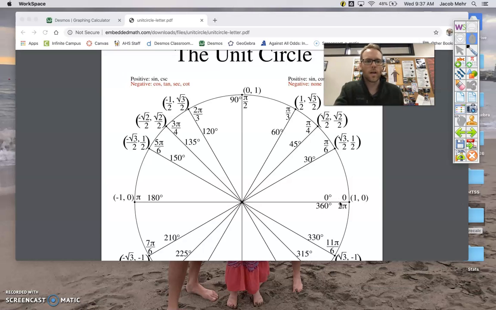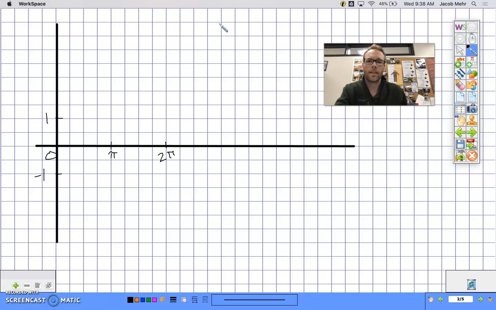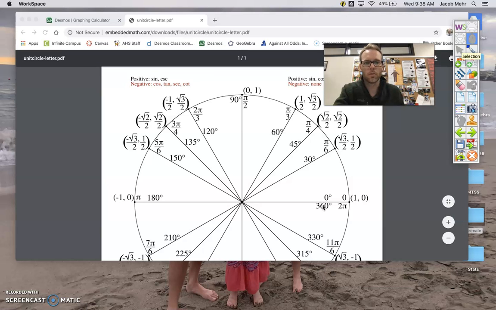What is the cosine at 0? Well, we know the cosine at 0 is 1. So if we're going to graph the secant, we need to know what the reciprocal of 1 is. And the reciprocal of 1 is 1. Okay, got 1 point.